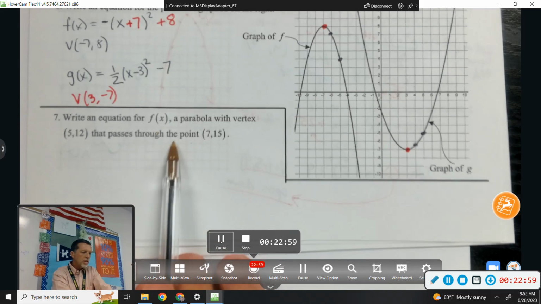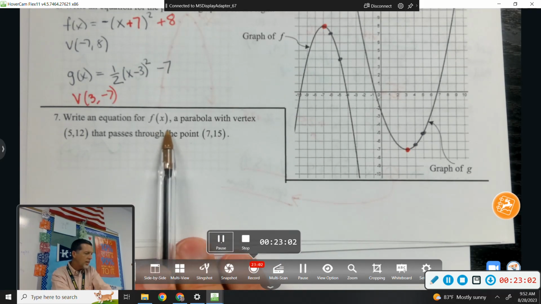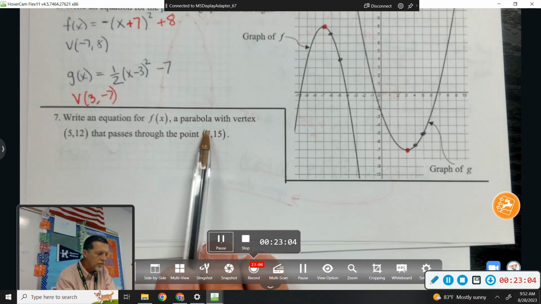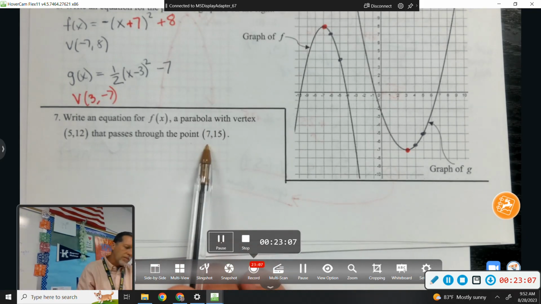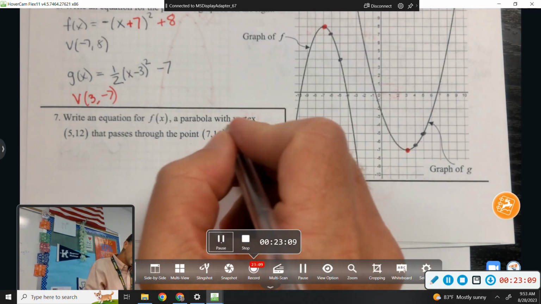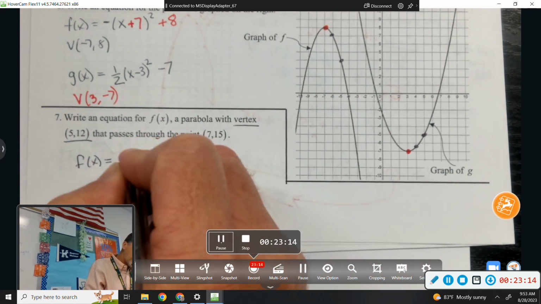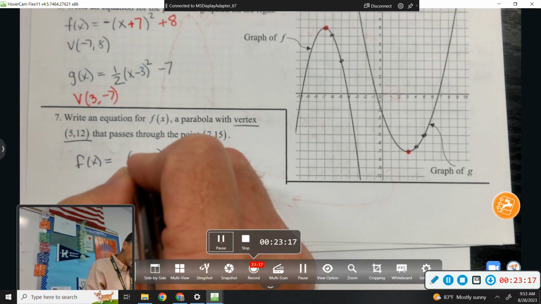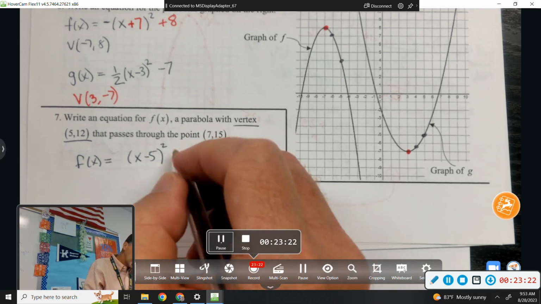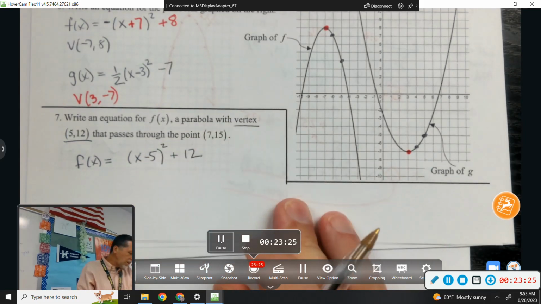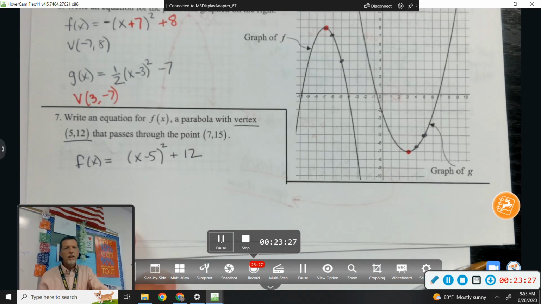Number 7, write an equation for f of x, a parabola with vertex 5, 12, that passes through the point 7, 15. Okay. Well, I'm not sure here, but I can definitely get the vertex part, right? X minus 5 squared, and then plus 12. So how do I make it go through 7, 15, assuming it doesn't already? I guess we should check and see.